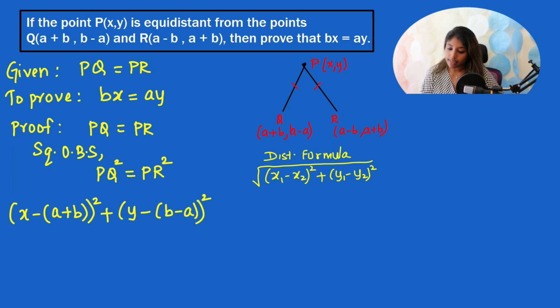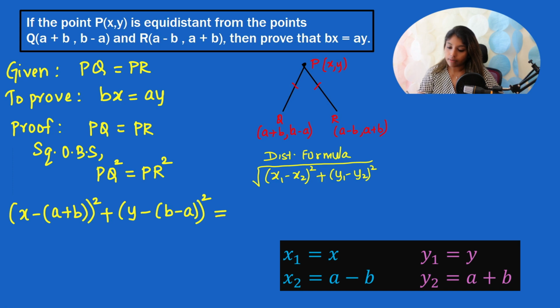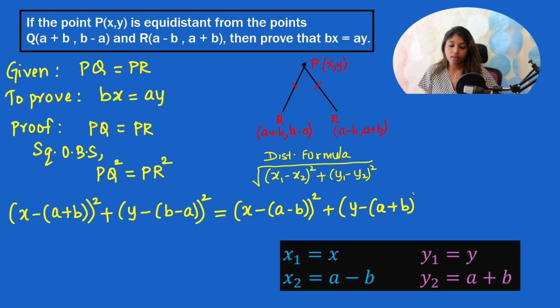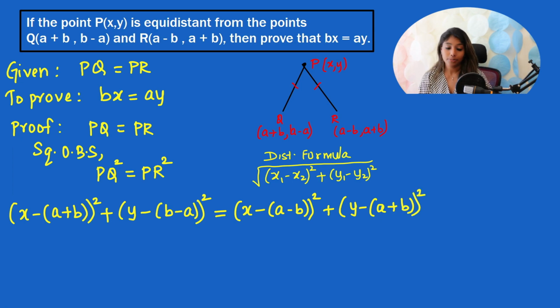Now let's do the right hand side. Again, P with R. This is your value. So x minus a minus b the whole square plus y minus a plus b the whole square. Now we have to simplify this. It looks complicated, but trust me, it is not as complicated as you think.